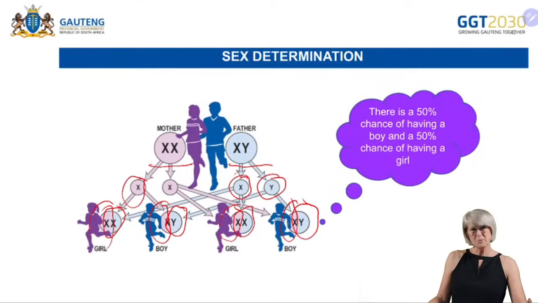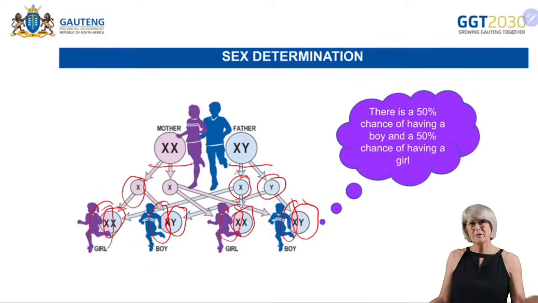So there's a 50% chance of having a boy and a 50% chance of having a girl. And it doesn't matter whether the examiners ask, because they love to do this. This is their favorite question. Mr. and Mrs. Ndlovu have three children, 3 boys. What is the chance of them having a daughter as a 4th child?